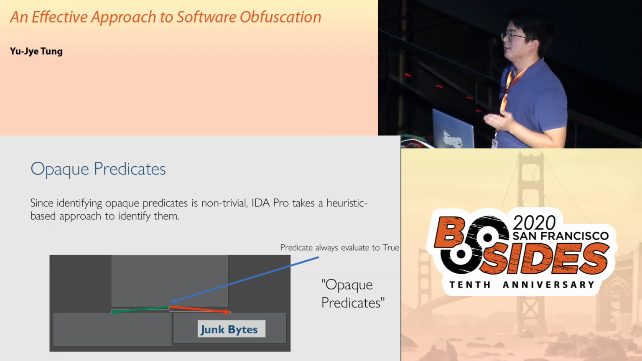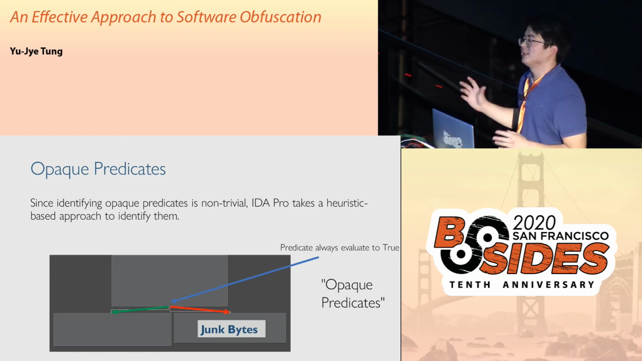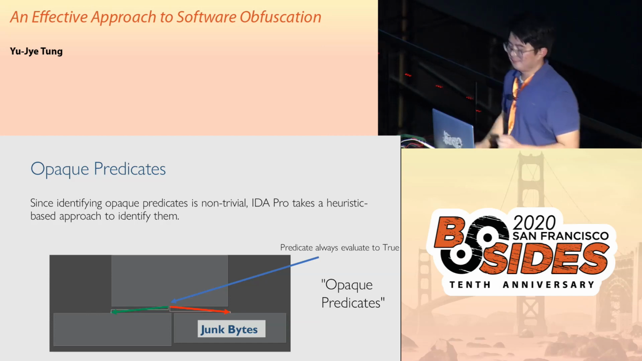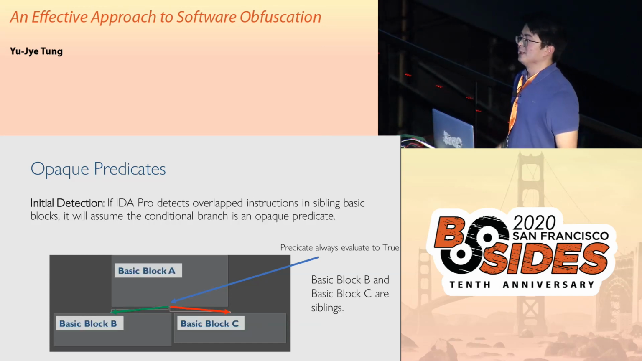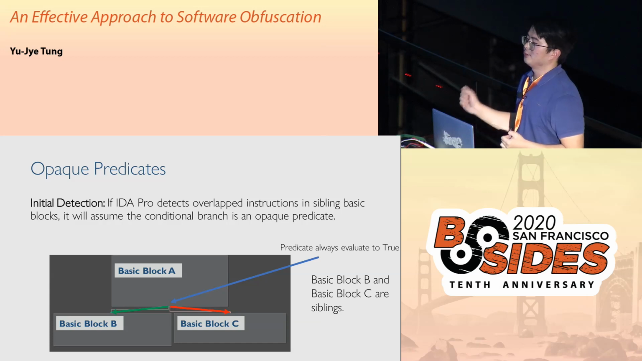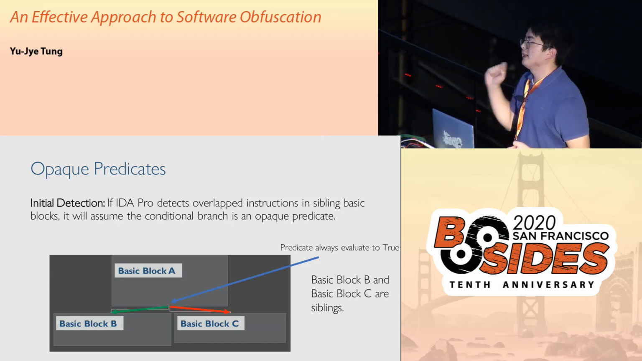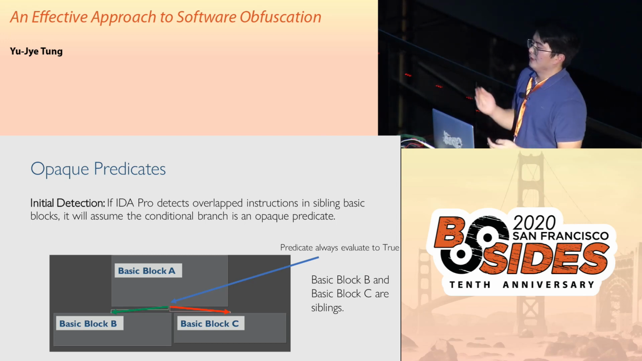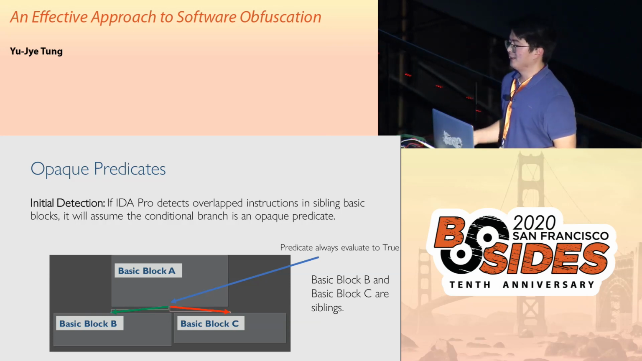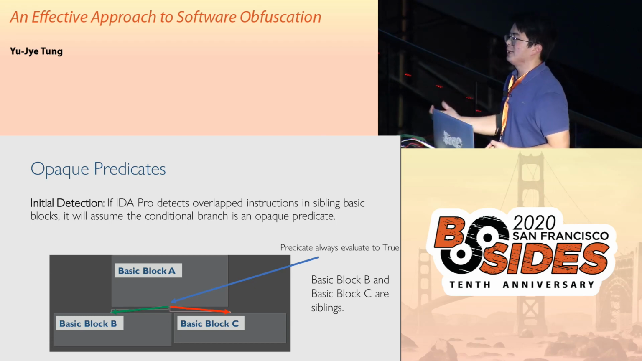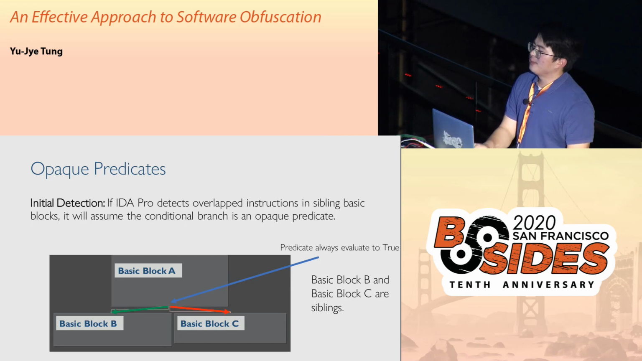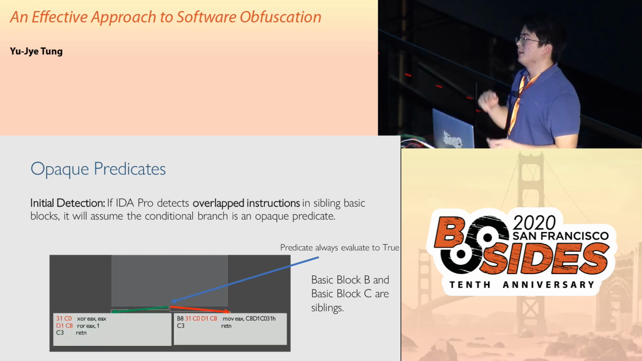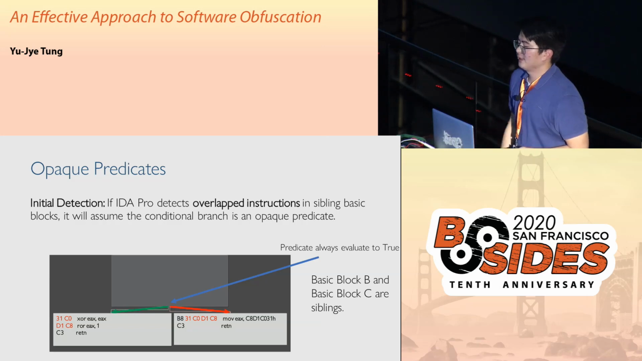So, since identifying opaque predicates is hard, IDA Pro takes a heuristic-based approach to identify them instead. Here's IDA's heuristic: if IDA Pro detects overlapping instructions in sibling basic blocks, it will always assume that the conditional branch is an opaque predicate. So what do I mean by sibling basic blocks? In the picture shown here, basic block B and basic block C are siblings because they originate from the same if statement. And what do I mean by overlapping instructions?